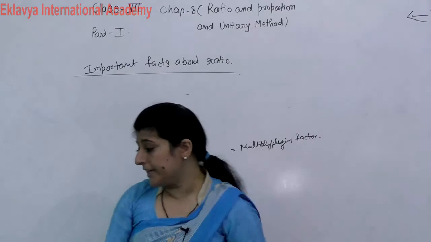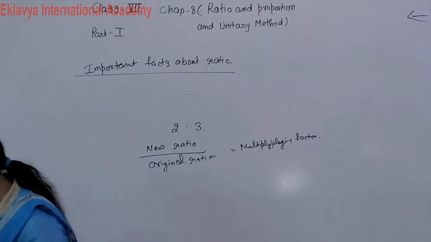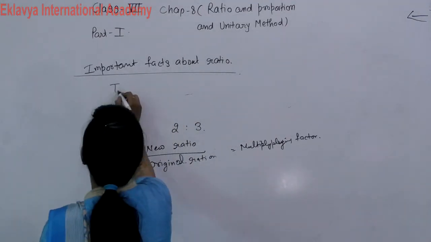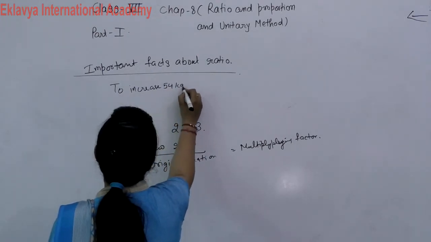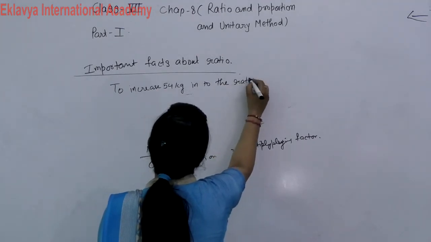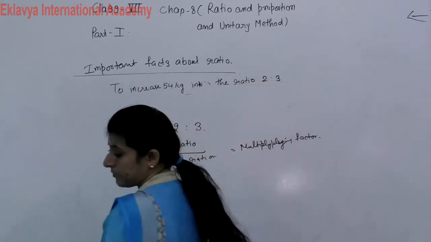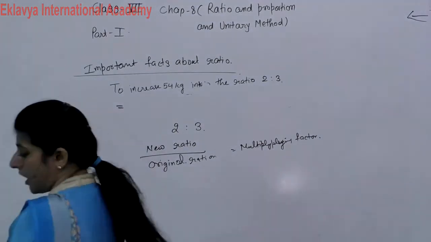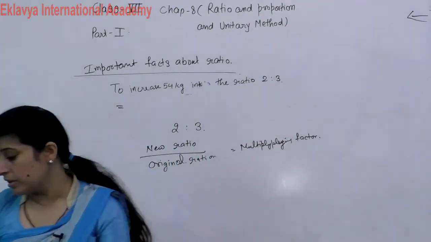So one example we take, suppose it is given to you to increase 54 kg in the ratio 2:3. To increase 54 kg in the ratio 2:3. Then how to find out the value? It means the weight after increase.